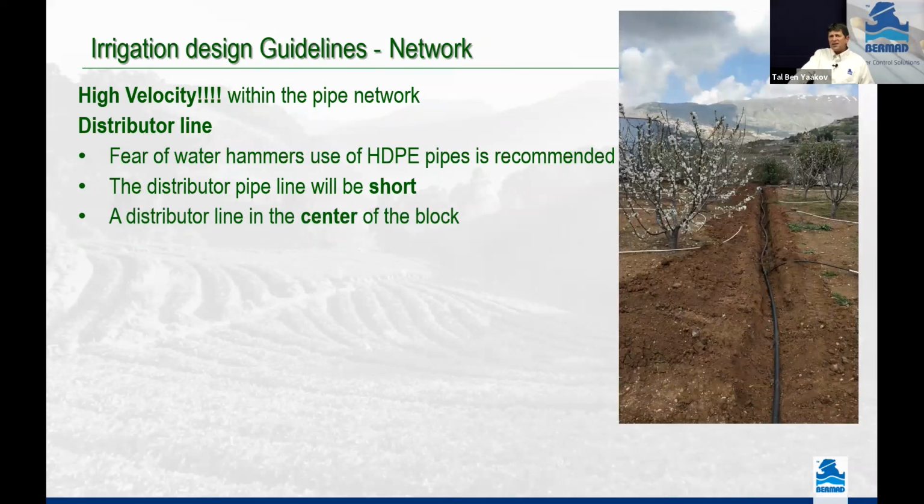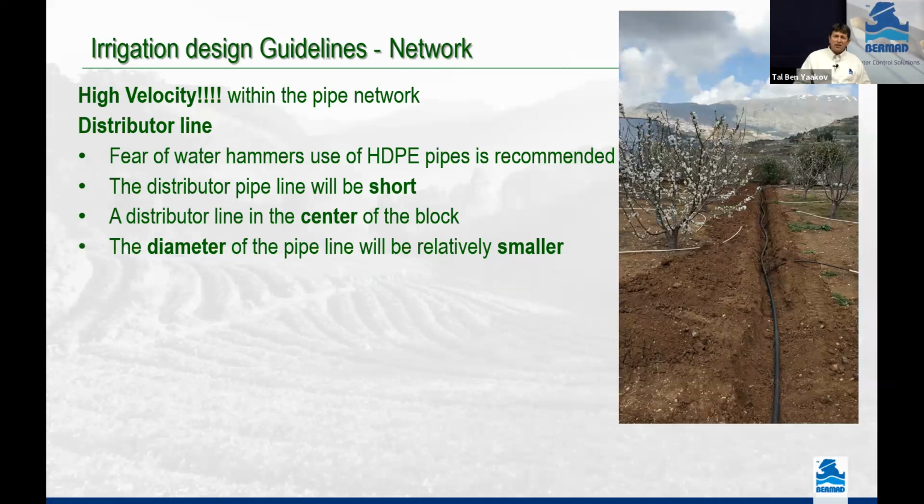Try to design so that the distribution line will pass in the middle of the block. It means that if I have a 200-meter block, I will not put the line on the side and run 200 meters of drip line. I will try to put it in the middle and then run 100 meters to the right and 100 meters to the left. Again, not to work with very long lines, both in the line and in the drip line.